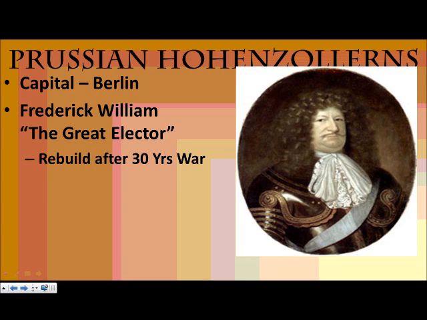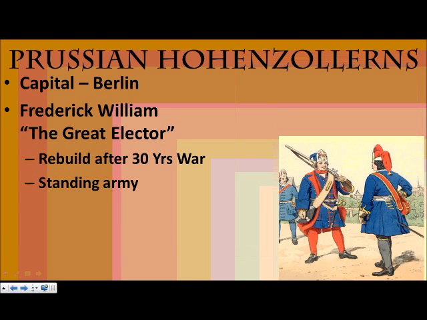The Great Elector sees it as his goal to rebuild and repair the damage after the 30 Years' War. That's why he's so great. One thing he does is he decides that Prussia should have a standing army, meaning that if there's a war, they shouldn't have to scramble to organize, but that in Prussia, from here on out, we'll have an army all the time, a professional army. And Prussia really becomes connected to this identity of the military.